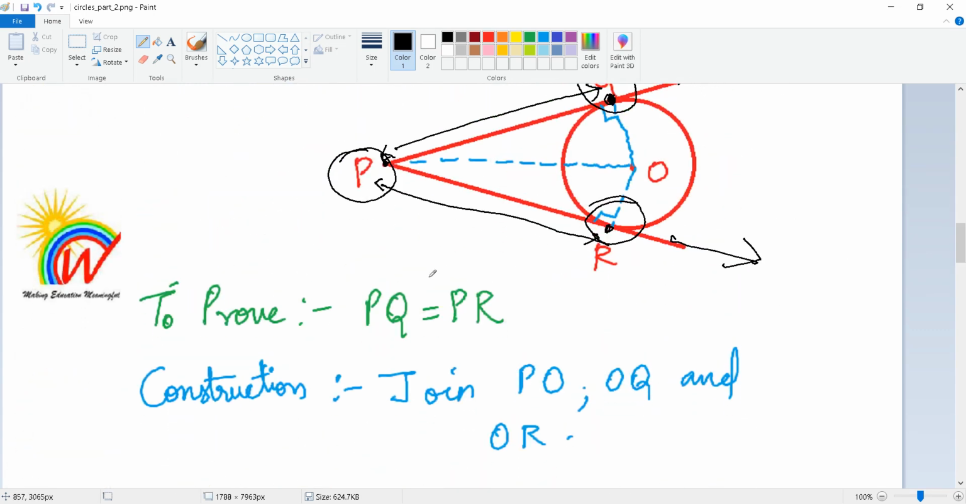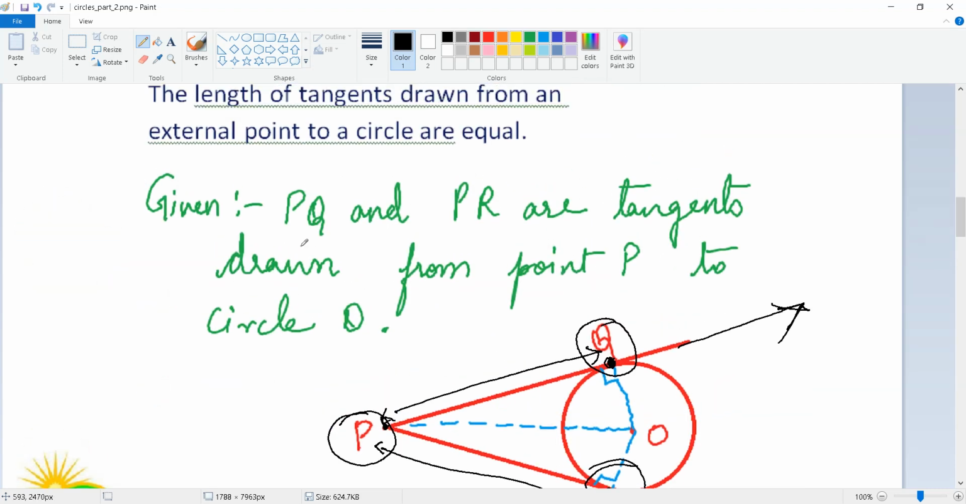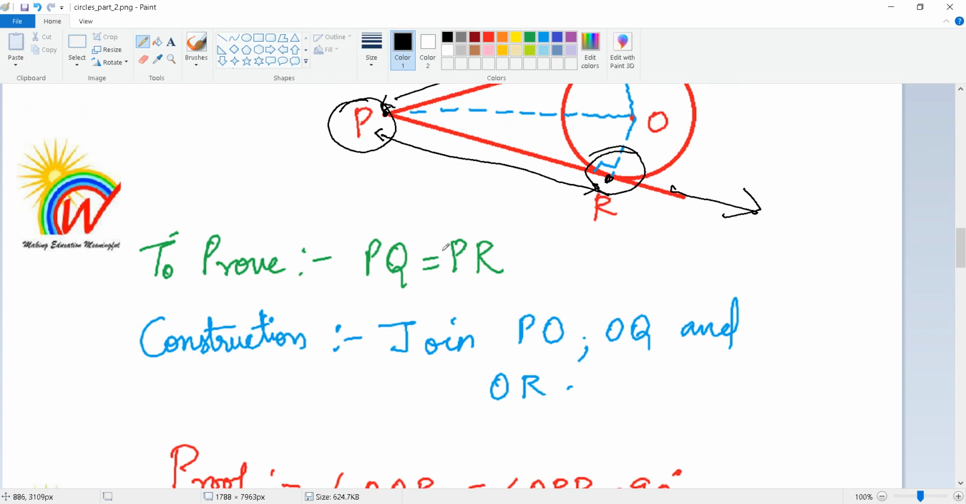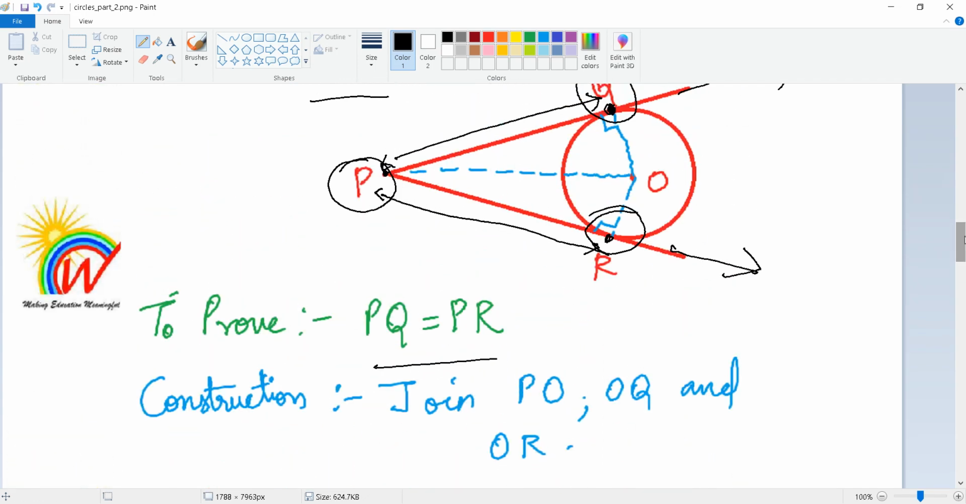To prove PQ equals PR, first we'll write down the given. We know that PQ and PR are tangents drawn from point P to circle O. Now we have to prove that PQ is equal to PR. Now we will do the construction. I have made the construction in blue pen. Join PO. So we are joining PO, we are joining OQ, and we are joining OR.